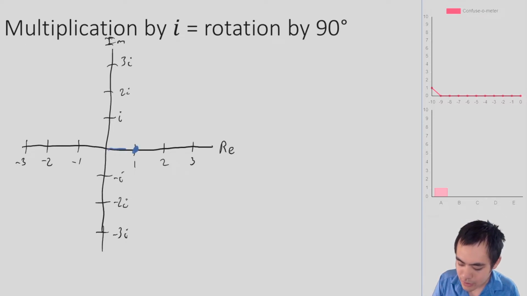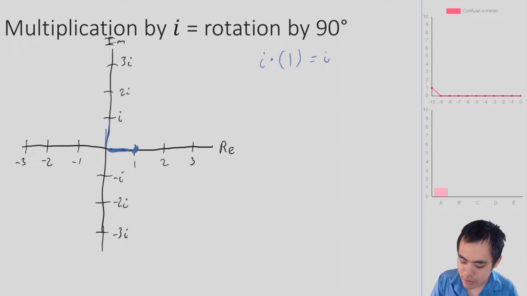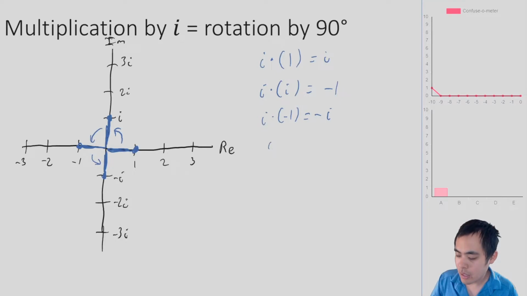Okay? And so let's start from the point here. You can think of this as a vector. If we take i times 1, that gives us i. And so that gives us this point. So we do this rotation. And we take i times i again, that gives you minus 1. That gives you this rotation. If you take i times minus 1, that gives you minus i, which gives you this point. And if you take i times minus i, that actually gives you 1 again.